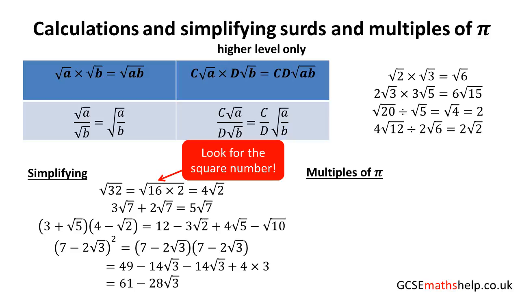Pi is much easier to deal with actually. Again, think of it just like a letter in algebra, so 2 pi plus 5 pi is 7 pi. If we have 4 times 3 pi, we just times the numbers together to give us the 12. If we've got 3 pi all squared, then that's 3 pi times by itself, so that's 3 times 3 for 9, and pi times pi, pi squared.